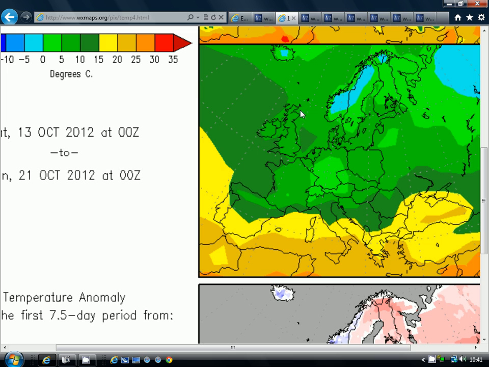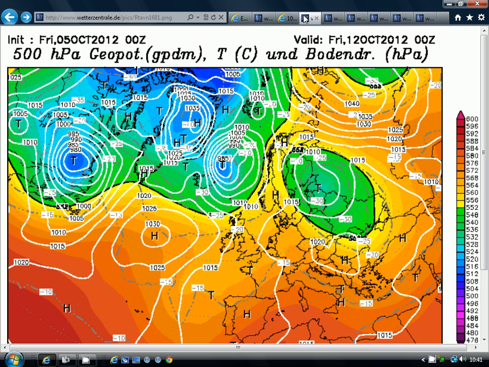If you have a look at the temperature forecast for that, we're actually in these lighter green colours. That's very cool air, indicating temperatures for a lot of us struggling to get into double figures. So that really would feel quite cold. It is cold actually, very cold really for the middle of October.